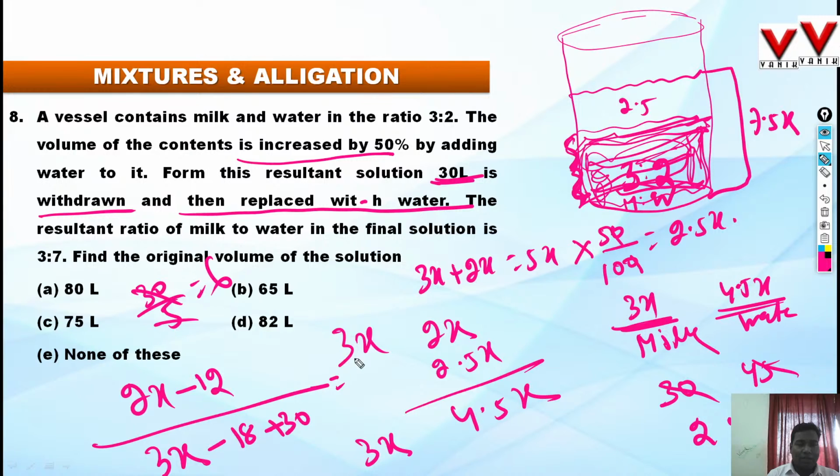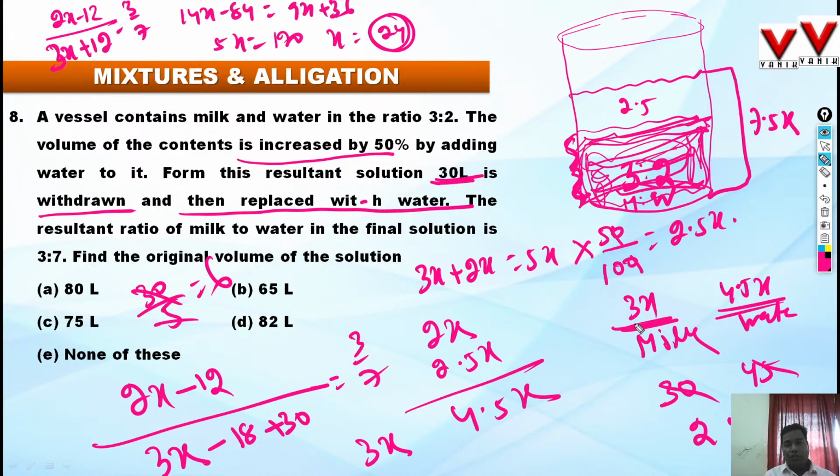If you solve this equation, 2x minus 12 divided by 3x plus 12 is equal to 3 by 7. 7 times gives 14x minus 84 is equal to 9x plus 36. Then 5x is equal to 84 plus 36, that is 120. Then x is equal to 24. Now initially it is 5x, 2x plus 3x, and 5x is equal to 120. This volume is 120.